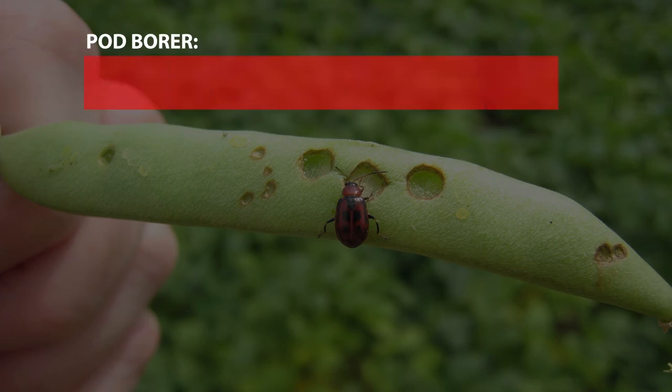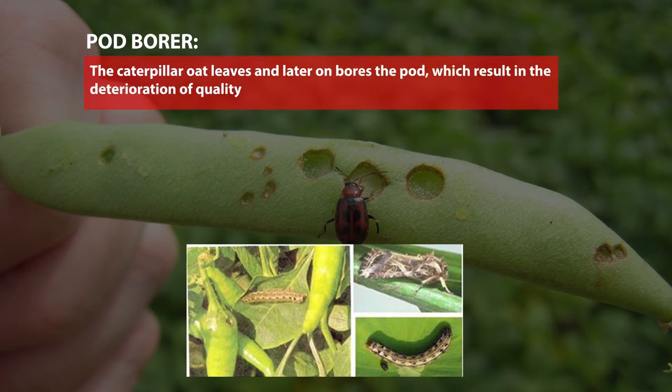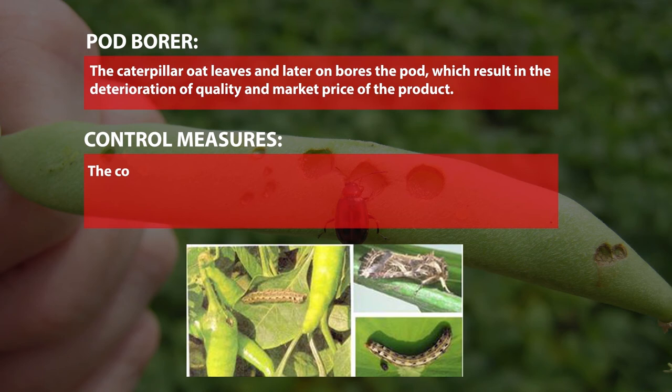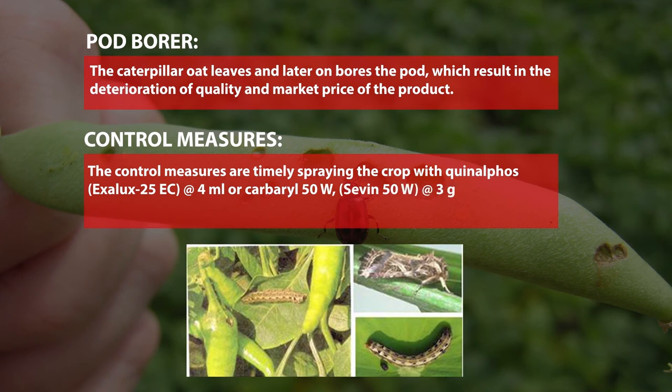Pod borer. The caterpillar eats the leaves and later on bores the pod, which results in the deterioration of quality and market price of the product. The control measures are timely spraying the crop with Quinalphos (Ekalux 25 EC) at the rate of 4 ml, or Carbaryl 50W, Sevin 50W, at the rate of 3 gram per liter of water, starting from flower bud formation.